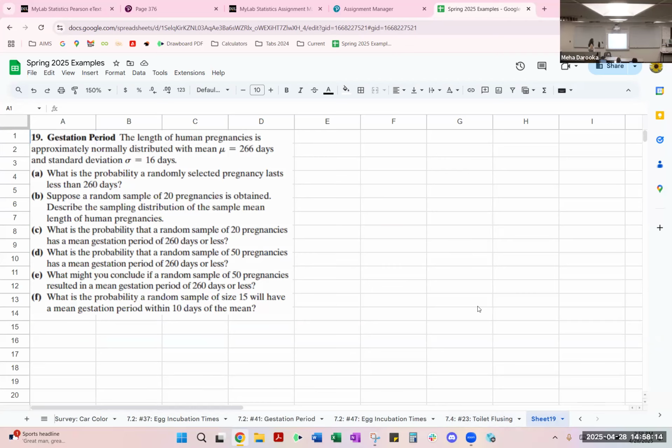So they're telling you the mean for the length of human pregnancies is 266 days with a standard deviation of 16 days. They're asking us, what is the probability a randomly selected pregnancy lasts less than 260 days? This is actually from the previous chapter. Can you tell me how we calculate this?